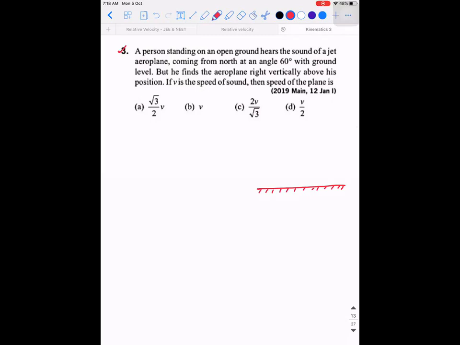Light travels faster than sound. That's right. That is why there is a delay. See, let's say he heard the sound which was produced at this point. By the time the sound reached his ears, the plane has actually reached this point. That is what they're trying to say. If v is the speed of the sound, then the speed of the plane is what?